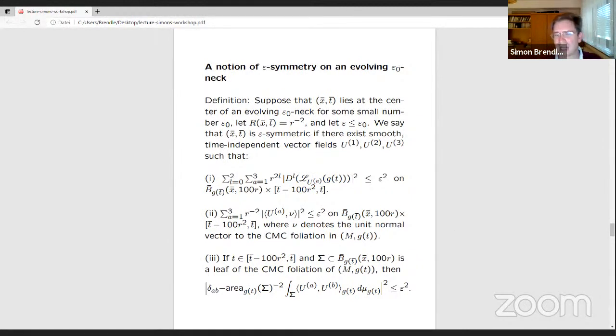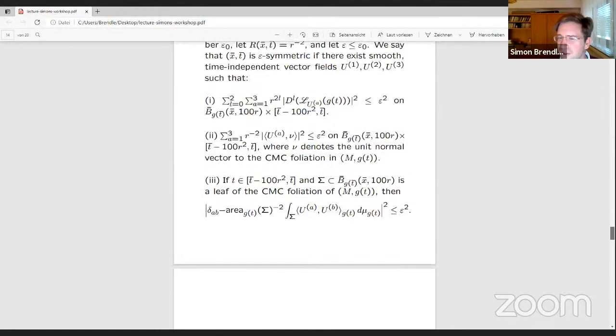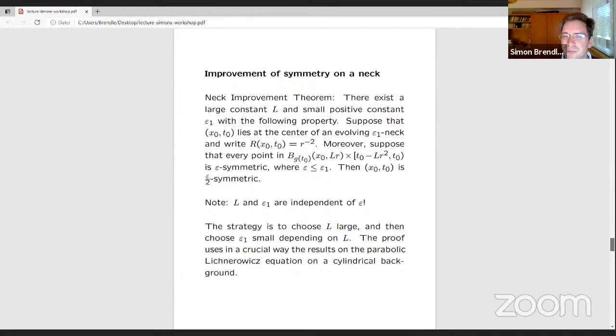Okay, so this is kind of a complicated definition, but the rationale behind it is not that subtle. Now here's the first crucial step in the argument, and this is what I call the neck improvement form. Essentially this says that the symmetry of a neck improves as the neck evolves. Now here's the exact statement.